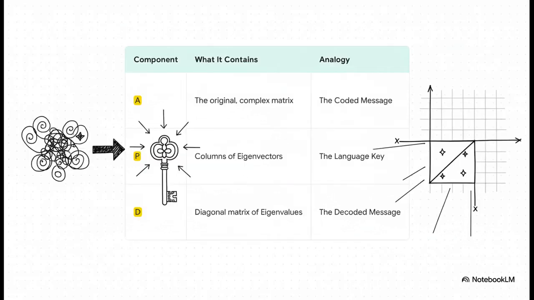Let's actually break down what each piece is doing here. You've got A, our complex coded message. Then you have P. P is built using those special eigenvector directions, and it acts like our language key. It lets us change our perspective to translate the problem into a much, much simpler world. And D? D is the prize. It's the simple, decoded message. It's a diagonal matrix, which means it only has our special eigenvalues on the diagonal and zeros everywhere else. And its effect is super simple. It just stretches space along its main axes.